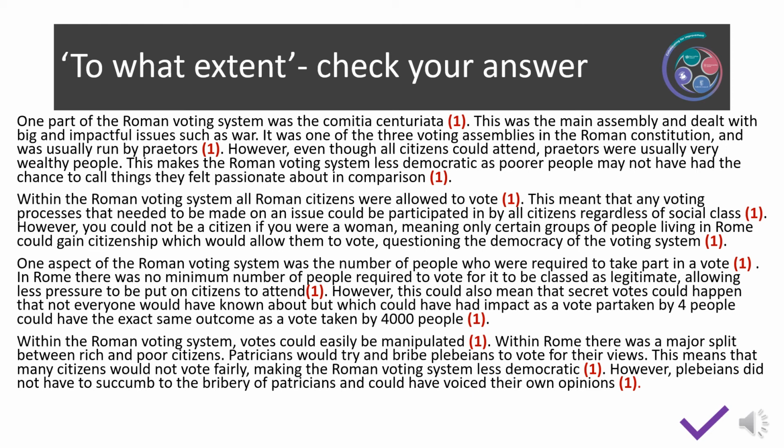Within the Roman voting system, votes could be easily manipulated. Within Rome, there was a major split between the rich and poor citizens. Patricians would try and bribe plebeians to vote for their views. This meant that many citizens would not vote fairly, making the Roman voting system less democratic. However, plebeians did not have to succumb to the bribery of patricians and could have voiced their own opinions.